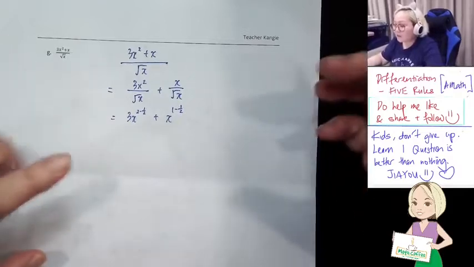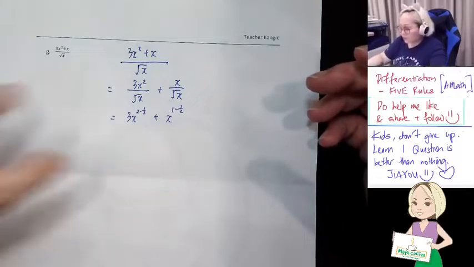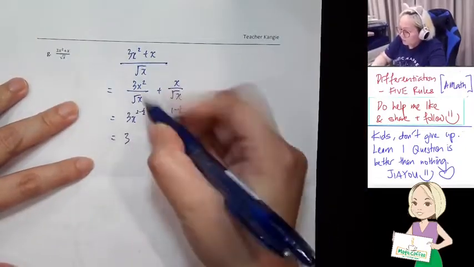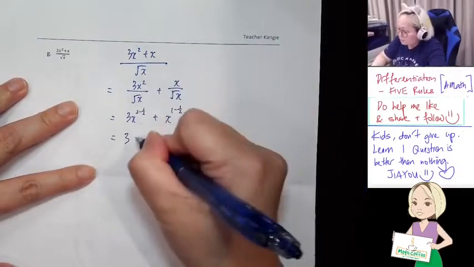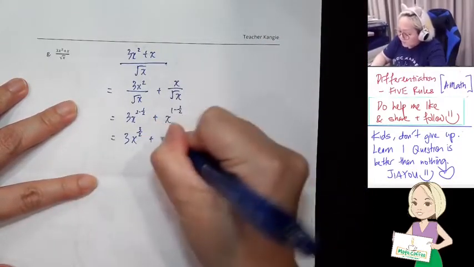Okay, this is a bit more about using the rules of indices. So let's simplify. So 3x, 2 minus half is 1.5. I always write in improper fraction, so it's 3 over 2. This will be x to the power of half.